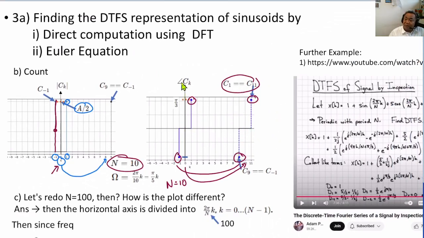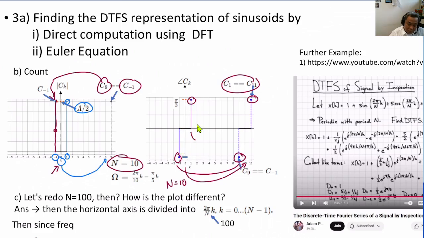This plot is the phase plot. This plot is the magnitude plot. We're only plotting until 9, so C9 is actually C minus 1 over here. The magnitude, when we plotted, is A over 2. This is exactly what we expected. And at C1 the phase is positive pi over 3. C minus 1 is negative pi over 3, which is odd symmetry.